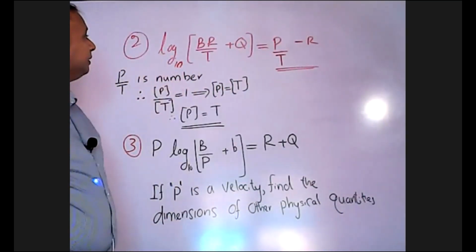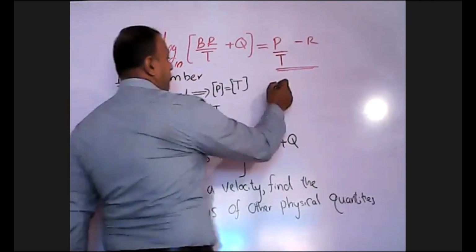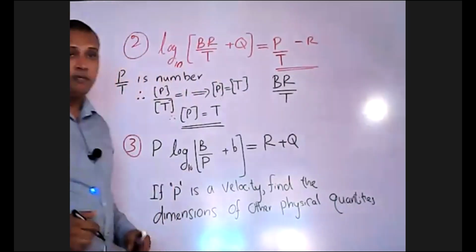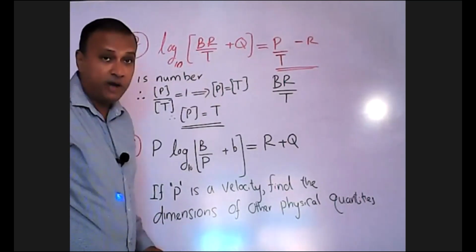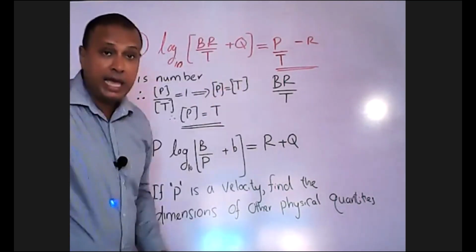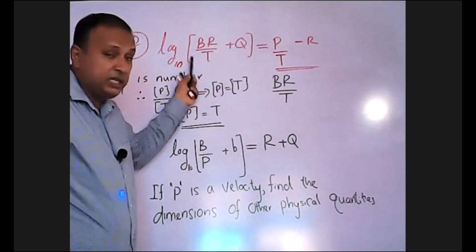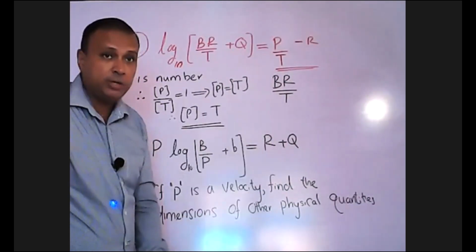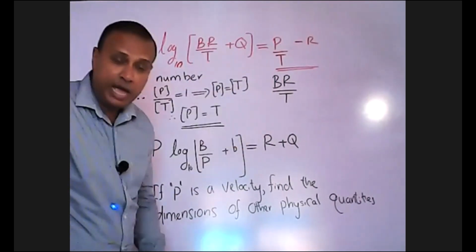Then we can consider this one. The term B R over T is in the logarithm function. So the entire expression within the logarithm function doesn't have a dimension. That means each and every term within the logarithm function should not have a dimension. According to that logic, this term should not have a dimension.